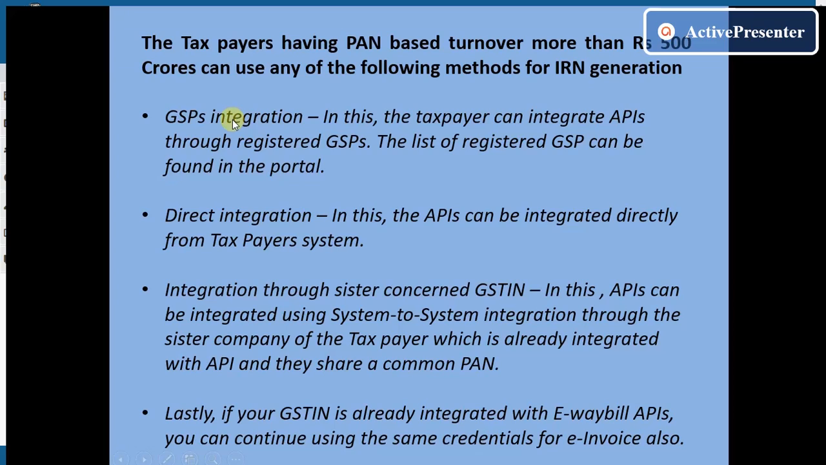GSP integration. In this, the taxpayer can integrate APIs through registered GSPs. The list of registered GSPs can be found in the portal. Direct integration. In this, the APIs can be integrated directly from taxpayer's system. Integration through sister concern GSTIN. In this, APIs can be integrated using system-to-system integration through the sister company of the taxpayer which is already integrated with API and they share a common PAN. Lastly, if your GSTIN is already integrated with e-waybill APIs, you can continue using the same credentials for e-invoice also.